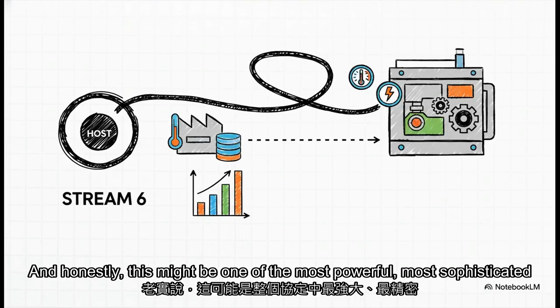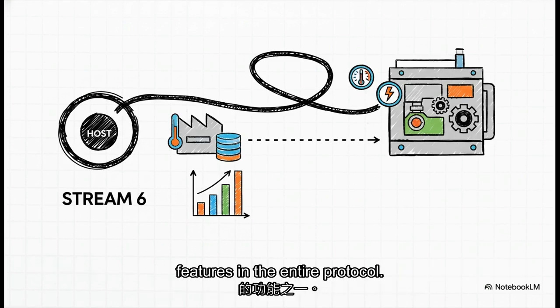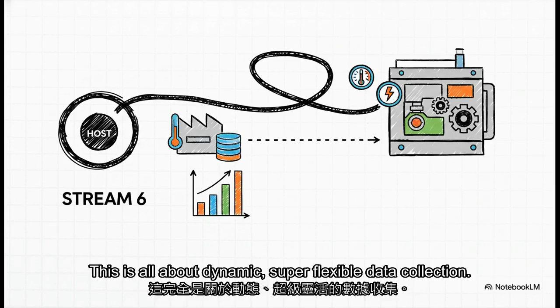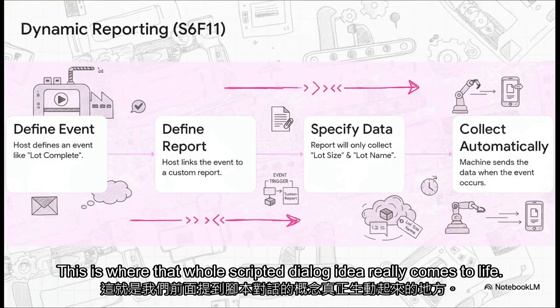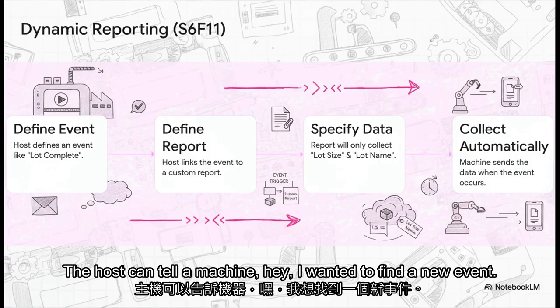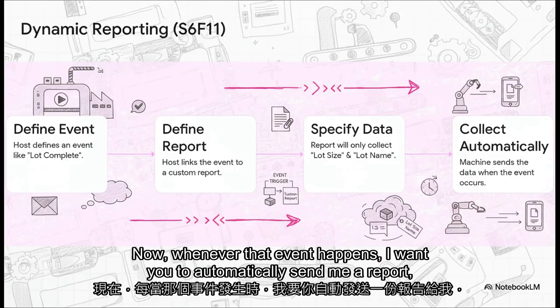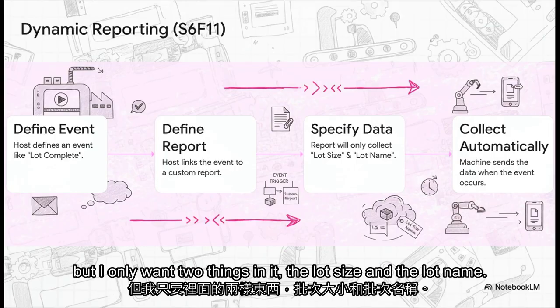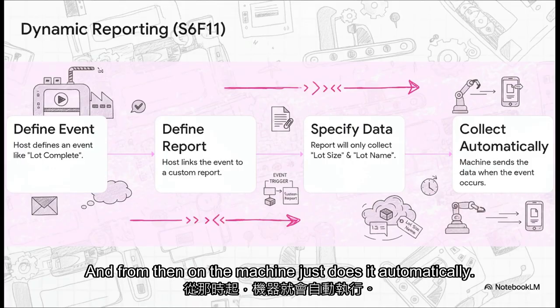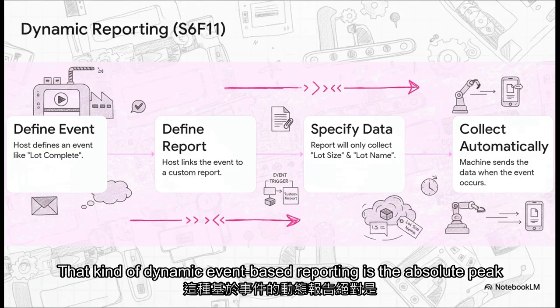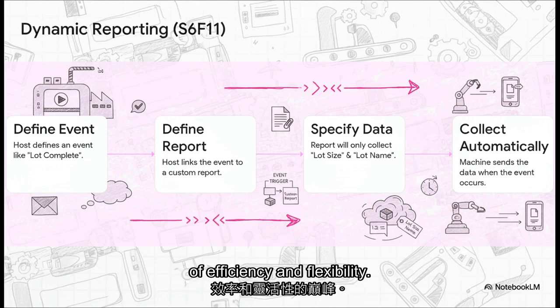And now we get to Stream 6. And honestly, this might be one of the most powerful, most sophisticated features in the entire protocol. This is all about dynamic, super flexible data collection. This is where that whole scripted dialogue idea really comes to life. The host can tell a machine, hey, I want to define a new event. Let's call it lot complete. Now, whenever that event happens, I want you to automatically send me a report, but I only want two things in it, the lot size and the lot name. And from then on, the machine just does it, automatically. No one has to ask again. That kind of dynamic, event-based reporting is the absolute peak of efficiency and flexibility.